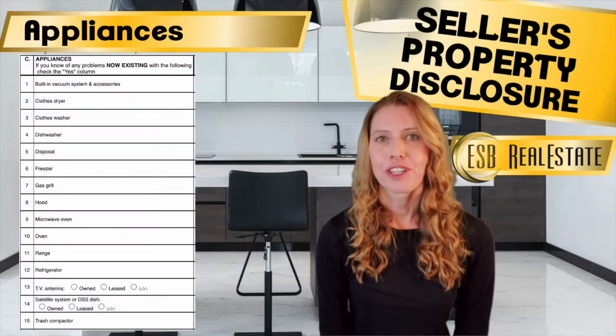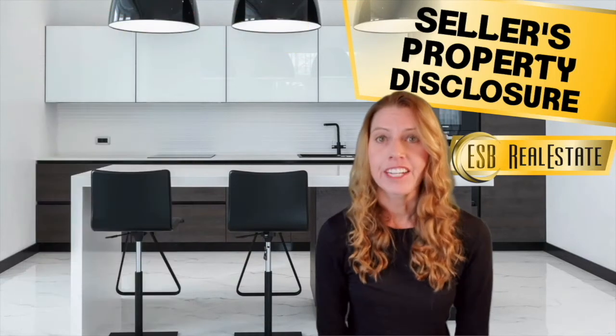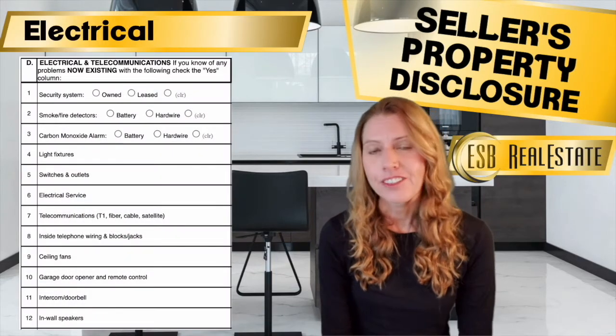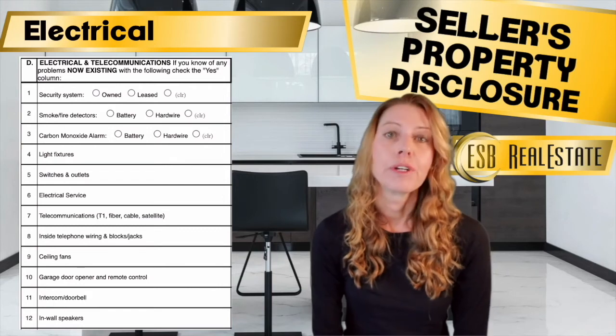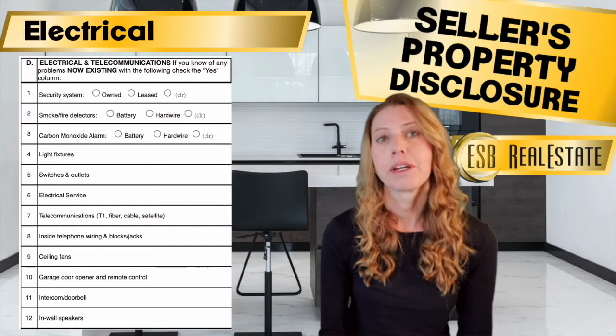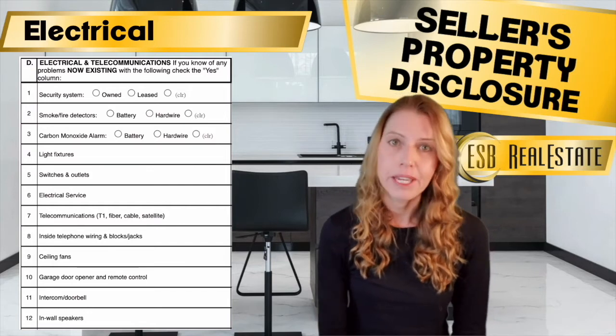The next section is the appliances, and here you want to put the dates of how old they are. Next section is electrical, and so you'll specify what details you know about your electrical. For really old homes, there may be aluminum wiring. If you're aware of that, that's kind of a big deal. It's a bit of a fire hazard, and it's something that should be updated. A lot of homes have already been updated.